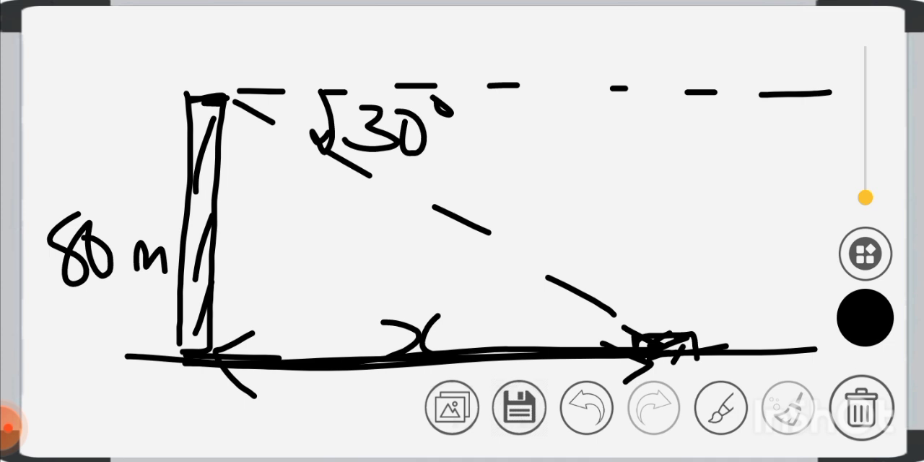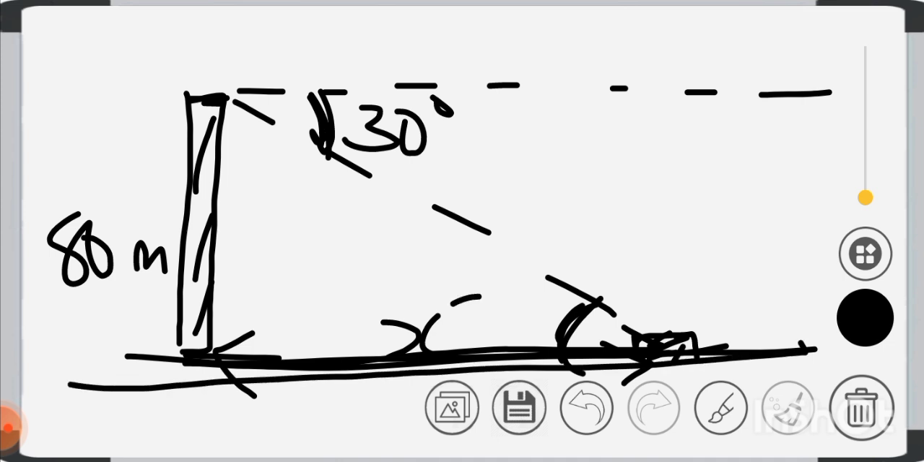So how are we going to do this? Look at it. The first thing, this angle is alternate to this. So this one is 30 degrees, this one is also 30 degrees. I don't know if you know of alternate angles. So we're going to have 30 degrees as well for this, because this angle is alternate to this one. So please take note of that, it's very, very important.